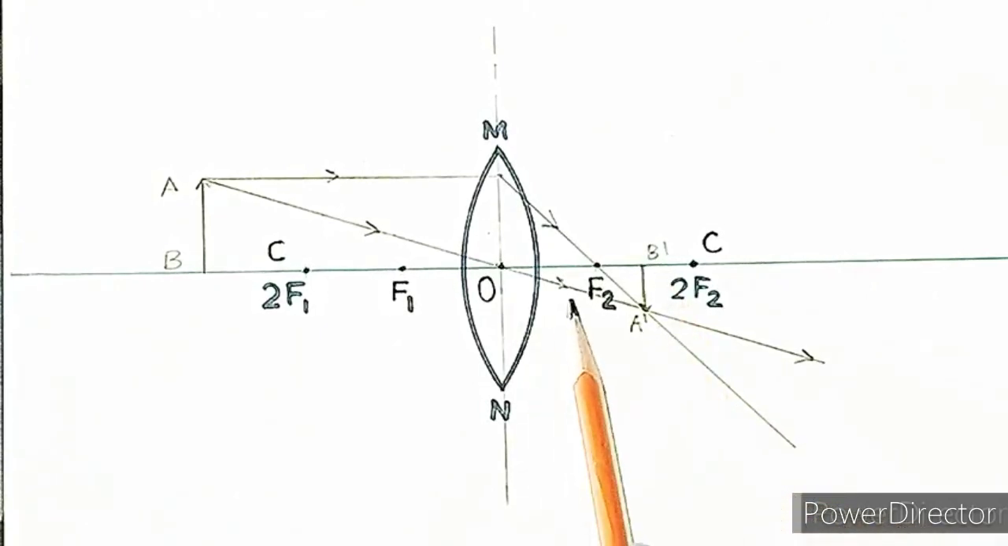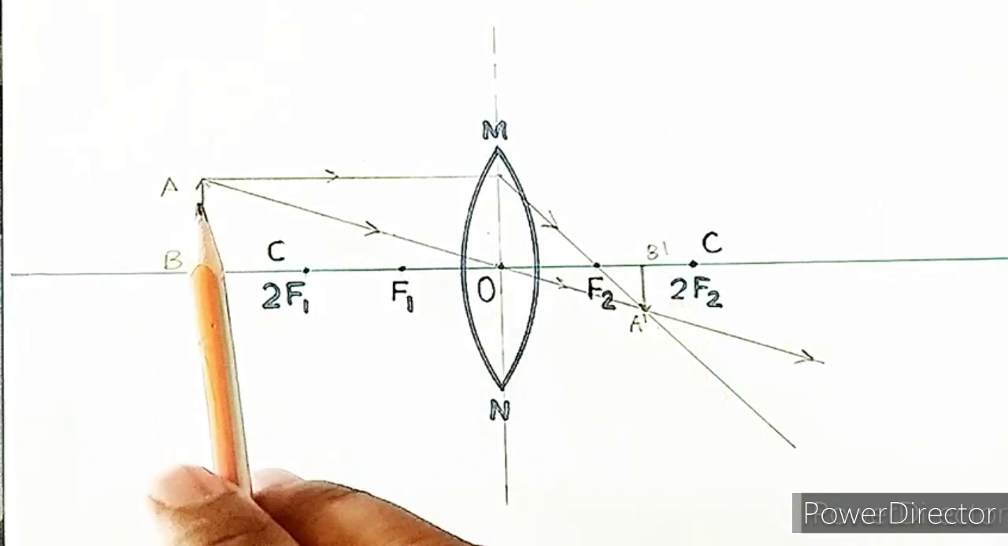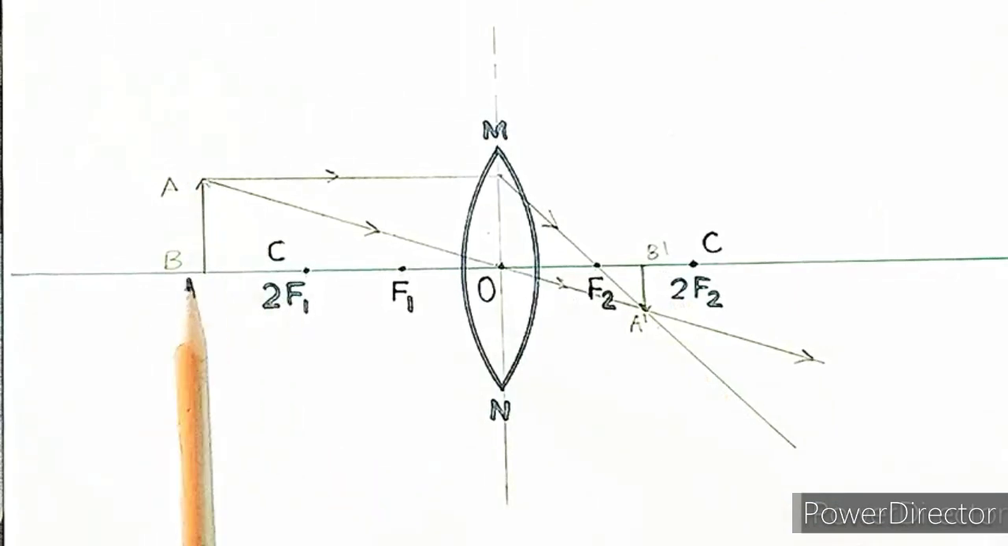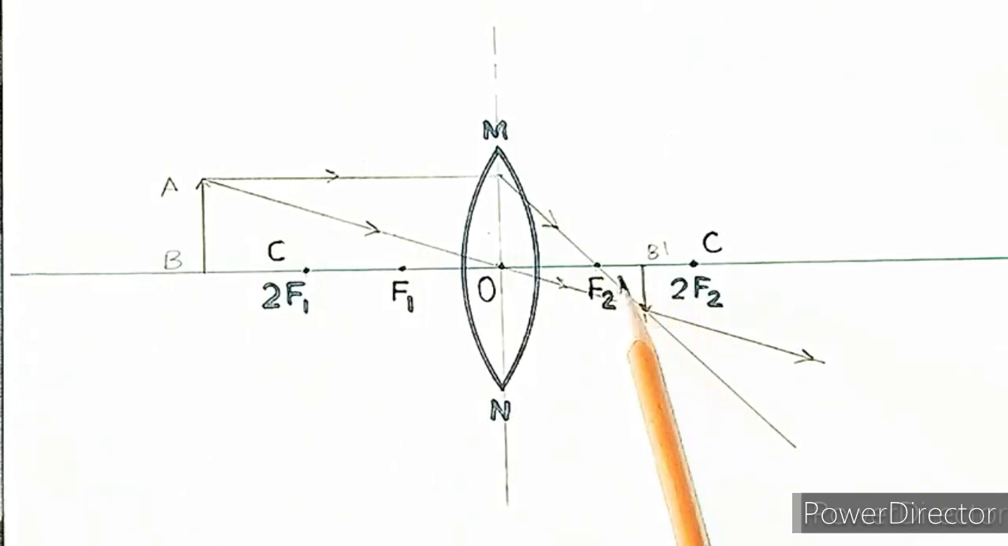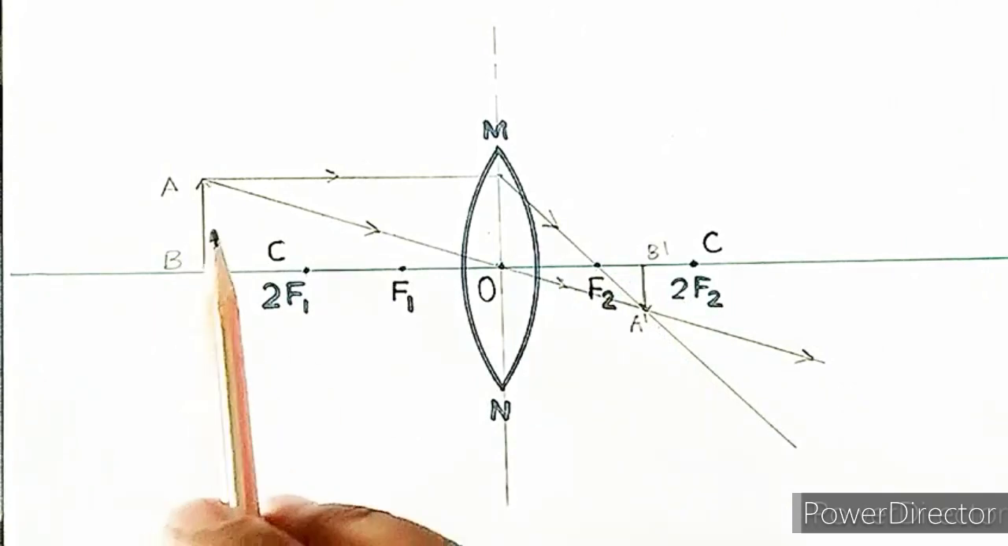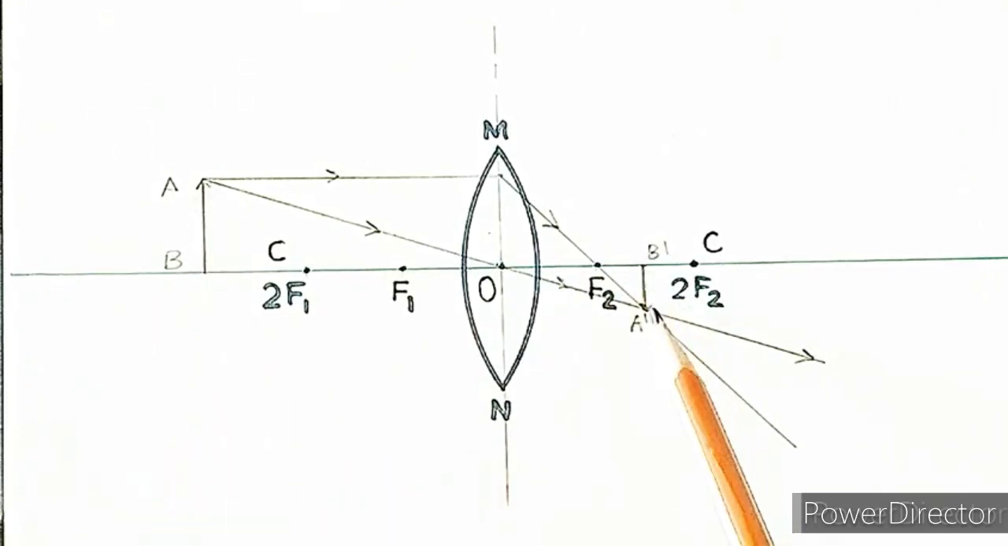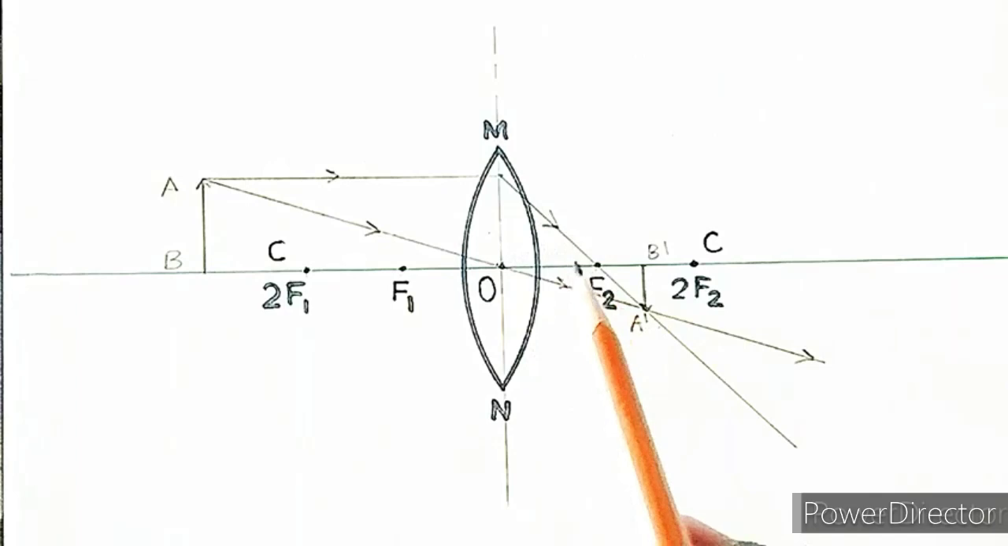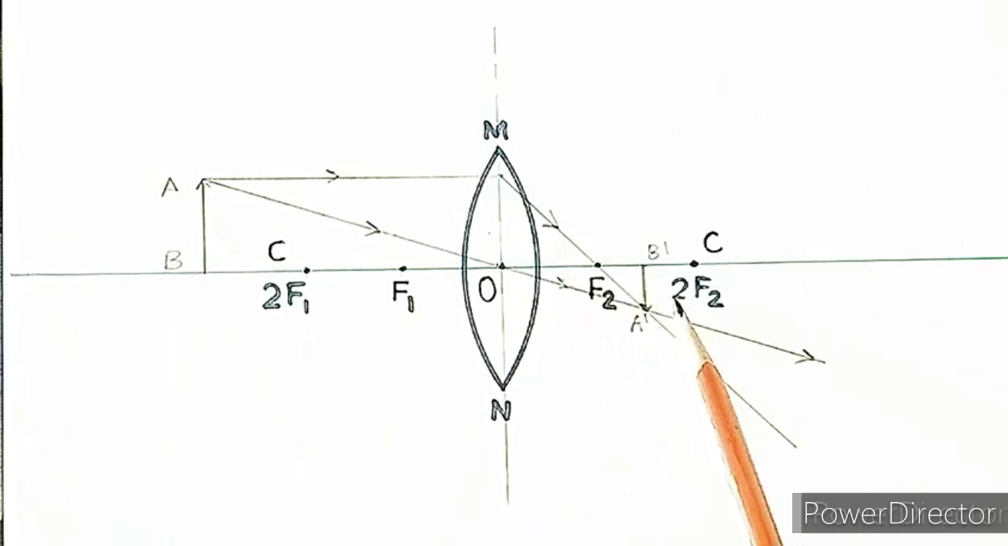Now let's compare. The position of the object is beyond 2f1, the position of the image is between f2 and 2f2. Now what is the size of the image? See this size. This is smaller, so diminished. And what is the nature of the image? Because the image is formed on the other side, it is called real. And real images are always inverted, so you can see this is upside down. So the nature is, it is real and inverted.